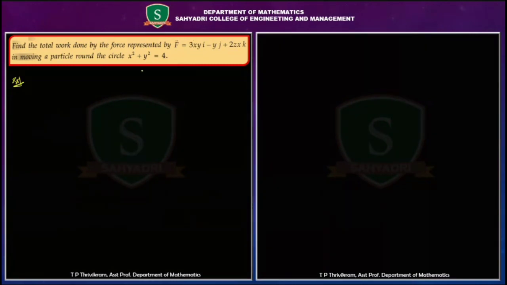Solution. So here, they have given, find the total work done. If they give any kind of words like this, total work done, it is nothing but the integral of F dot dr. That means force vector dot radius vector.